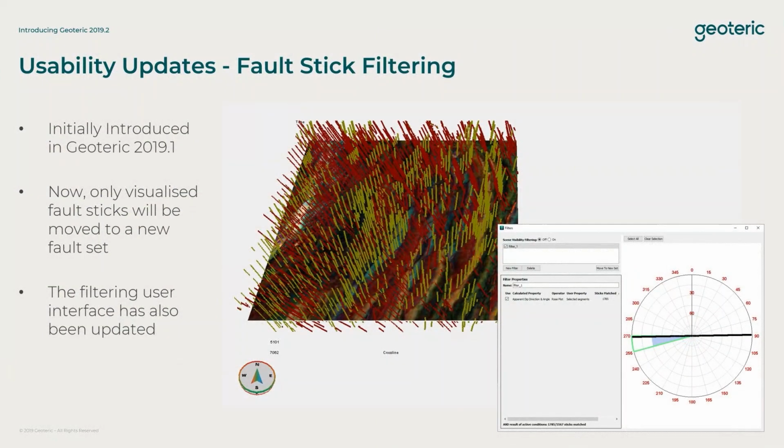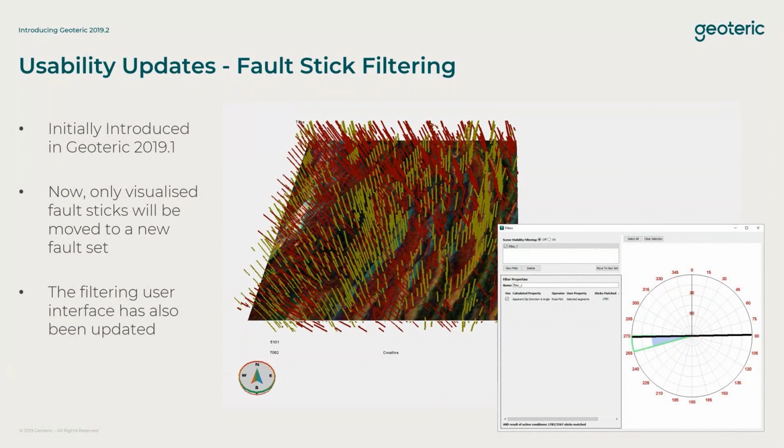Some usability updates. Fault stick filtering has also been improved. This was initially introduced in Geoteric 2019.1, and following some user feedback, this has seen a slight change. Previously, all sticks that matched the filtering criteria were moved to the filtered set, regardless of whether or not they were visualized in the 3D scene. Now, however, only visualized fault sticks will be moved to the new fault set, and by default, once filtered into a new set, the sticks will be removed from the 3D scene, and fault sets will not be visualized by default, or made active by default.